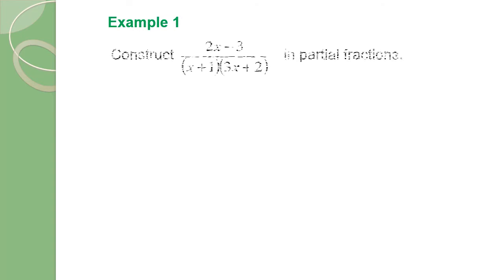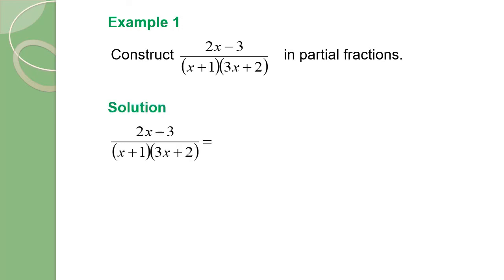Okay, let's do the example. This is only the first type of partial fraction, linear factor on the denominator. So, construct 2x minus 3 all over x plus 1 multiplied by 3x plus 2 in partial fraction. We know that the first thing we need to do is to write down the single fraction into the partial form with the unknowns.